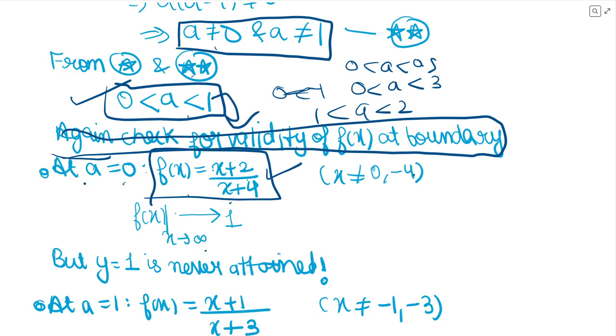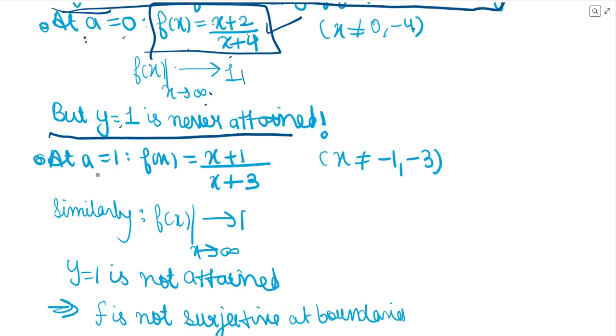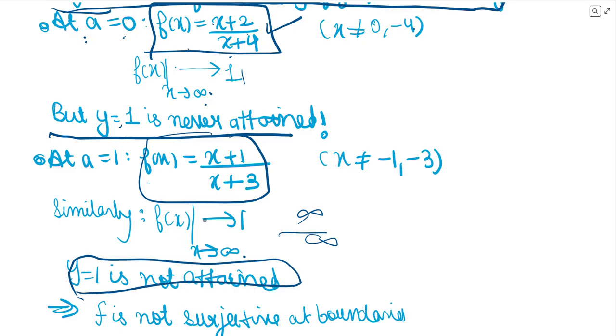And at x is equal to infinity, this function tends to 1. But do we know that y is equal to 1 is not actually achieved at a, right? It is not achieved. And similarly, when the next boundary condition a is equal to 1, we find this f(x), right? And then similarly, when we put x as infinity, using the concept of limits, we get that its value is 1, right? Because it makes infinity by infinity. Then y is equal to 1 is still not attained because it is just tending to it.